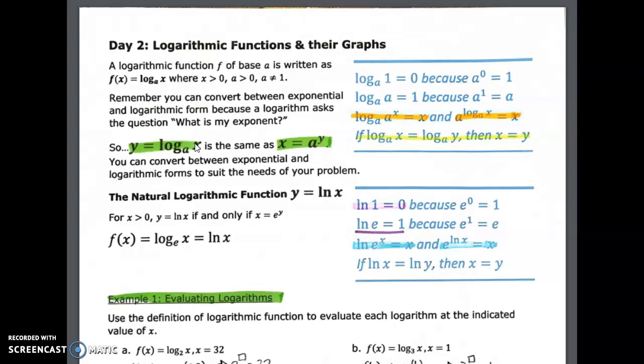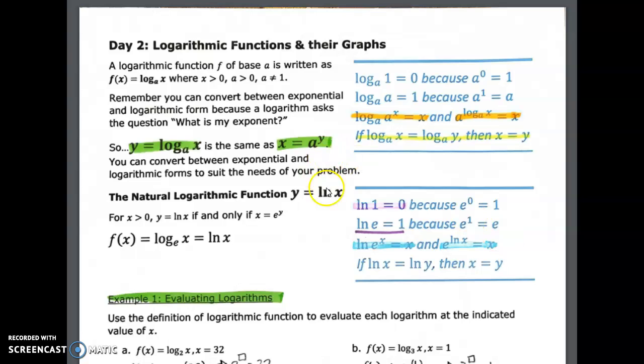So basically it's answering the question, what power would I raise my base to equal this number right here? So because of that, we can also express it as an exponential function as well. So this number here becomes the base of our exponential. This number is our exponent, and this number is what it's equal to. So we can convert back and forth in between them. Because that's the case, then these properties are true of logarithms, and these properties are true of the natural log.